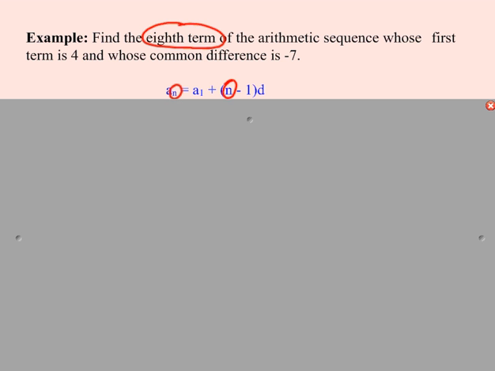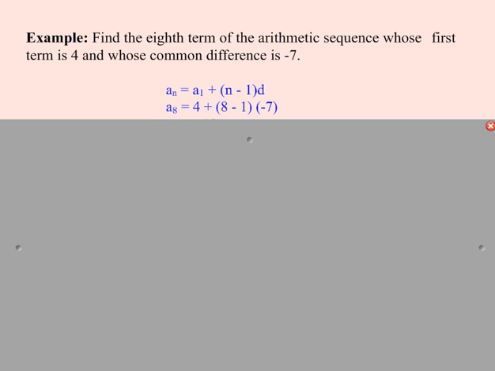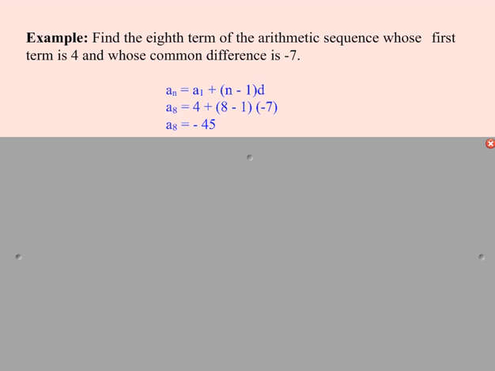And this n will be 8. They told us that a sub 1 is 4, and that the common difference is, excuse me, -7. So we know everything that goes into this formula. So let's plug it in. There we go. Now, all we have to do is simplify. Do some basic arithmetic and find out what the 8th term of the sequence is. We end up with -45.